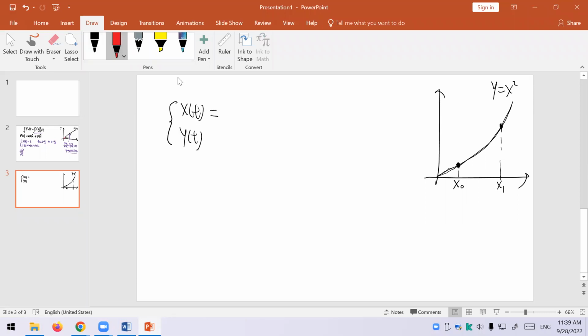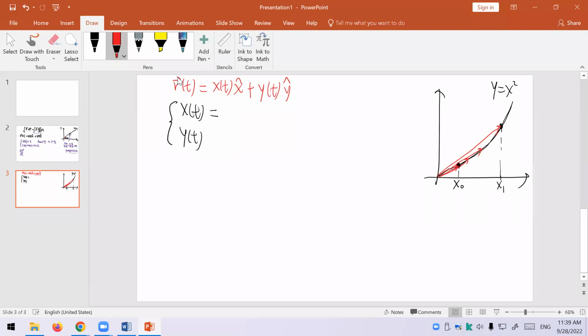So I need this vector r as a function of t to be like this. Initially this r has to be pointing here, and then after some time it has to be pointing here, and then some time later here, and then finally it has to be there.